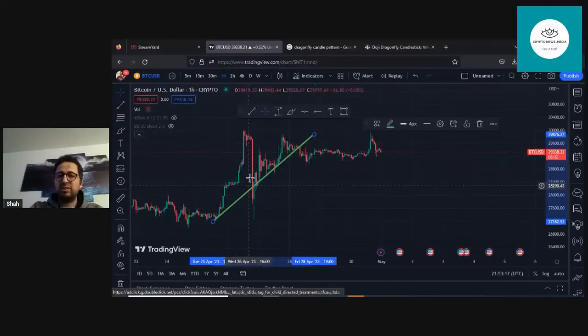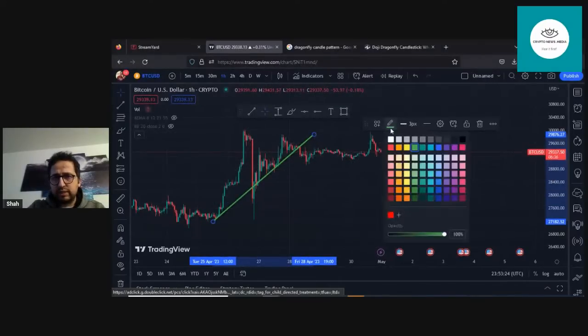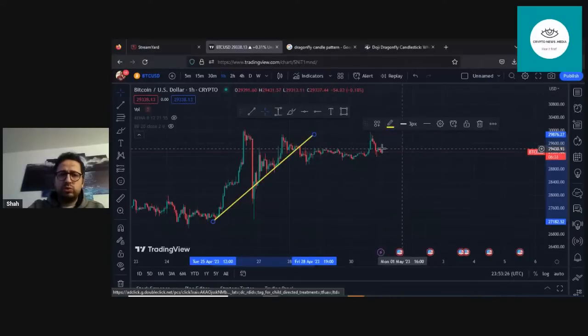I mean, this is not any kind of analysis I'm doing right now. I'm just showing you how it works. You can select the thickness of it, you can select the color for it, whatever suits you. This is one thing, okay?